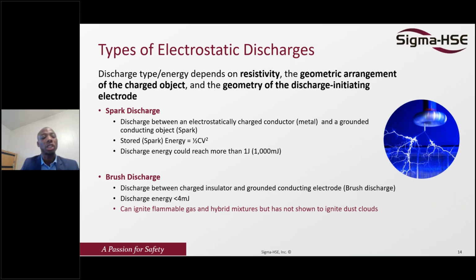We also have a brush discharge between insulator and ground, and I think I have already discussed this. And this discharge can generate an energy up to 4 millijoules. And based on research, this can only ignite gases and solvents. They tried to use this discharge to ignite dust. It couldn't. So if you are handling combustible dust, you should not worry about this kind of brush discharge.